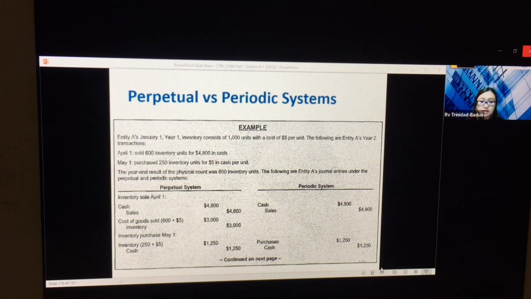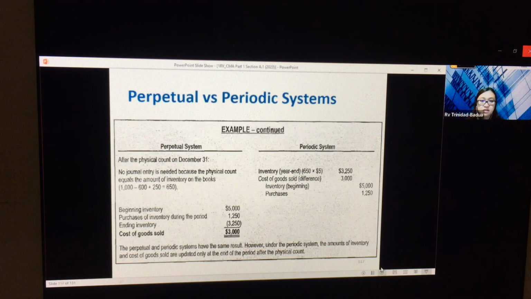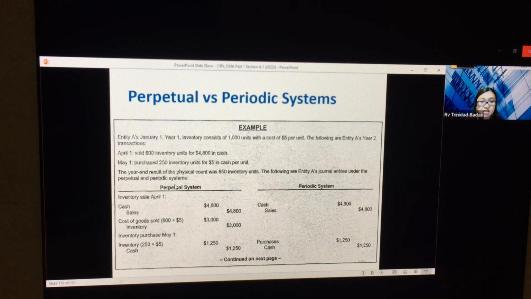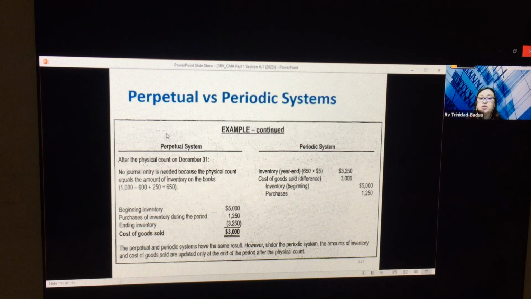Let's see. Next page. Now the physical count. After the physical count on December 31, there is no journal entry needed because the physical count equals the amount of inventory on the books. Your initial was 1,000, you sold 600, you bought 250. It says 650, right? The year-end result of the physical count was 650. So for the perpetual system, no journal entry is necessary.